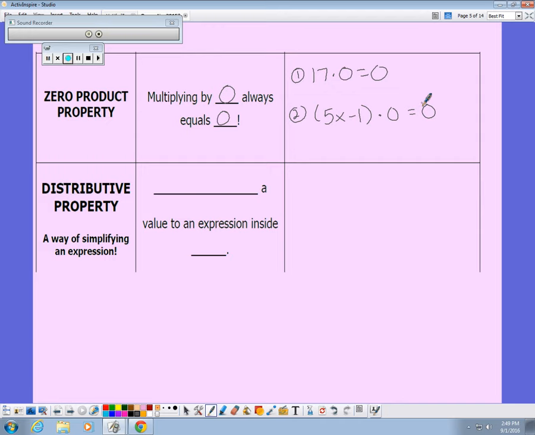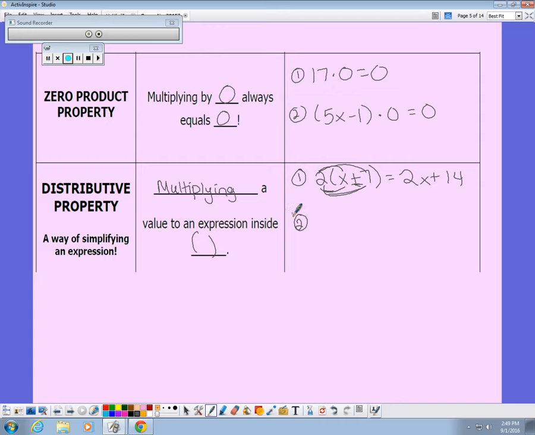The distributive property is a way of simplifying an expression, and it says multiplying a value to an expression inside parentheses. For example, if we have 2 times x plus 7, if I multiply that times everything inside of the parentheses, 2 times x is 2x. And 2 times 7 is 14. And I used a plus because there's a plus inside the parentheses.